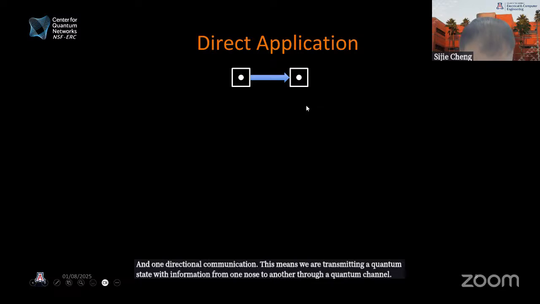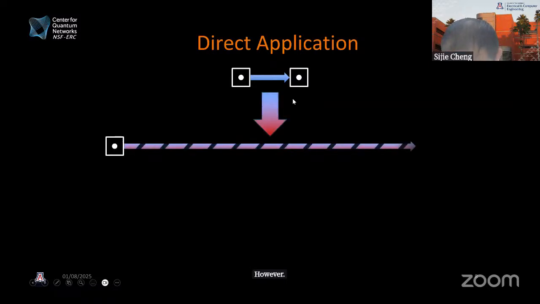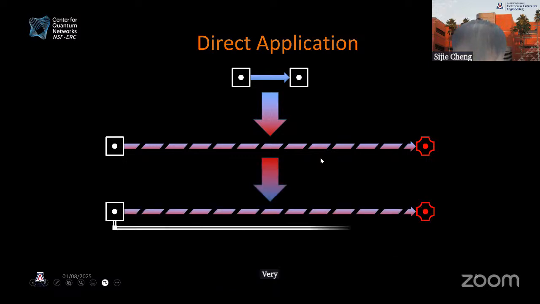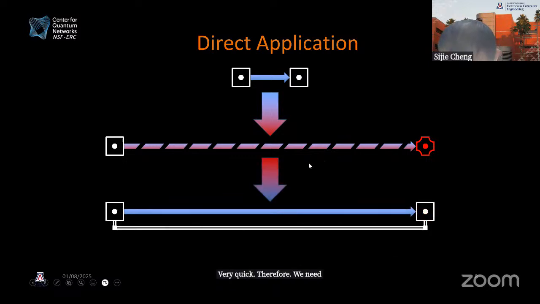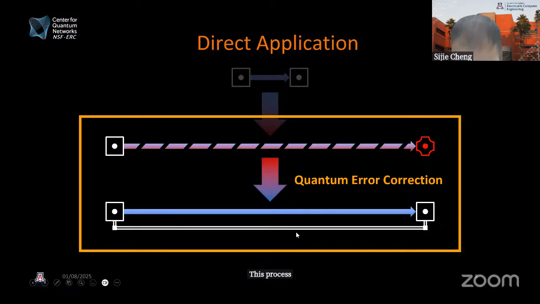If the distance is short, there is a very low probability of getting an error. However, as distance increases, channel noise intensifies, reducing fidelity and eventually leading to channel failure. Later, if we also want to do some quantum network operations, it will make the channel fail very quickly. Therefore, we need a way to correct errors and increase the stability of quantum bits in the network. This process is known as quantum error correction.